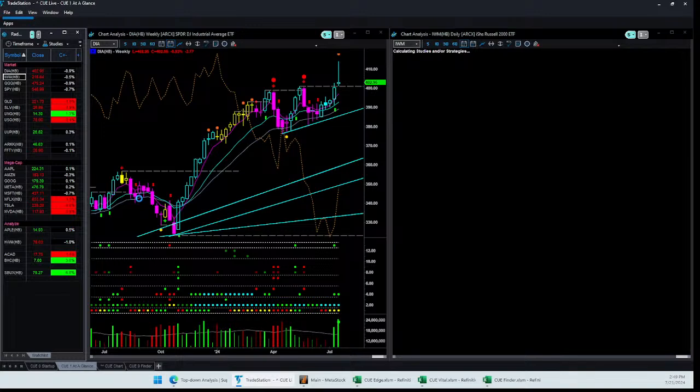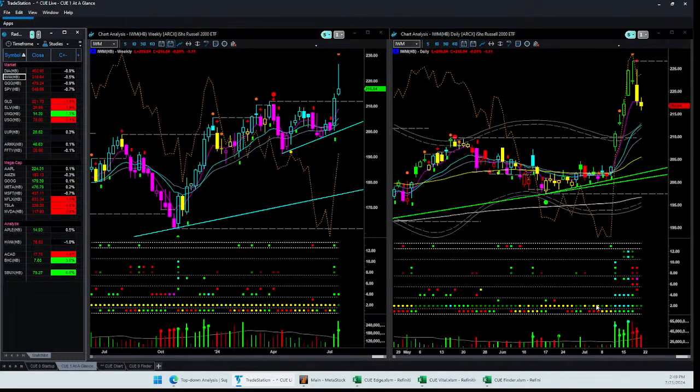IWM. High volume pullback for 3 days, but here also it did not complete the false upside breakout that I was thinking might happen. And if it happened, it would be bearish. I would be ready to take a bearish trade if that happened last week here, but it didn't happen. It went up. So now two things can happen. It can create the false upside breakout.